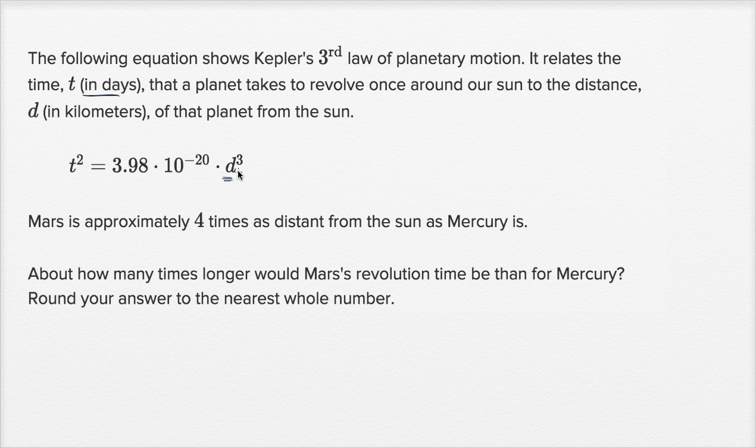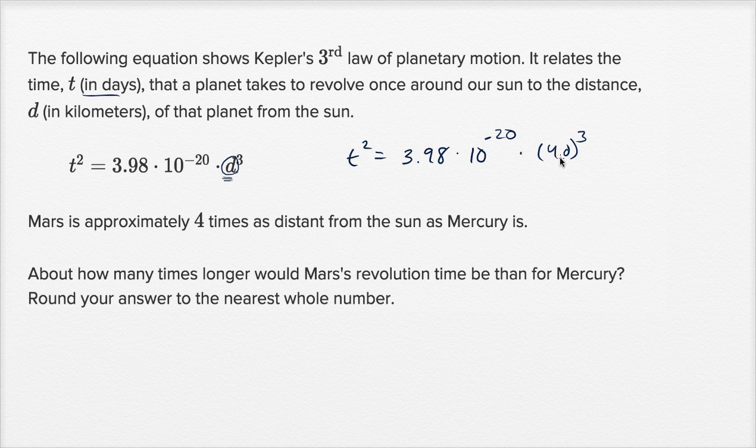If you increased d by a factor of 4, what's going to happen to t? Well, if you increase d by a factor of 4, notice you take d to the third power. So if you replace d with 4d, you're going to get t squared is equal to 3.98 times 10 to the negative 20 times 4d to the third power.